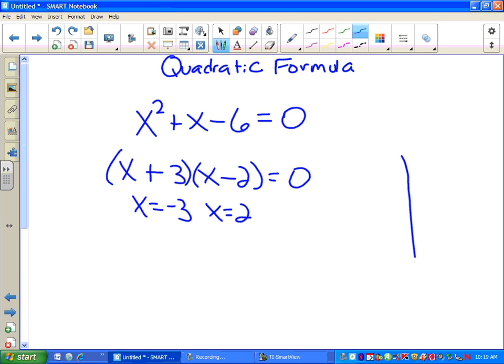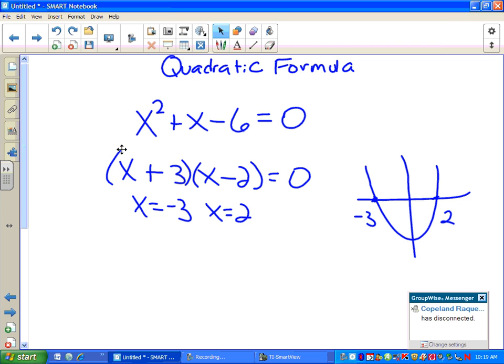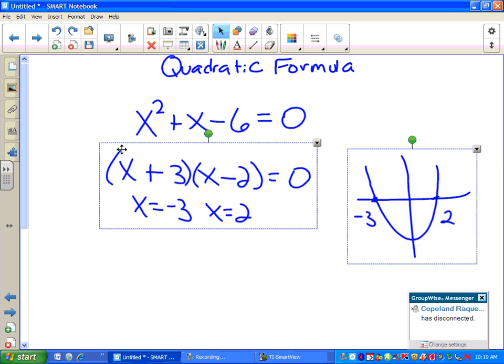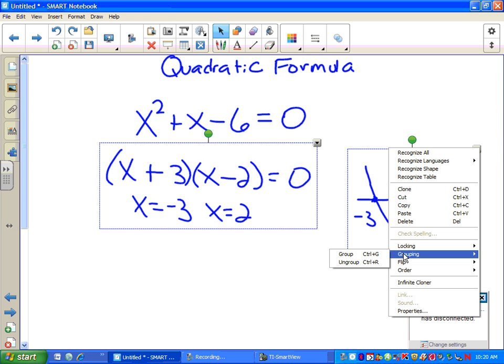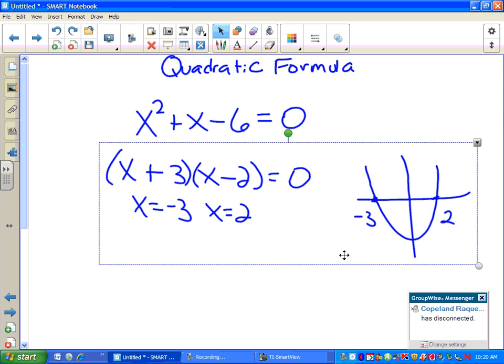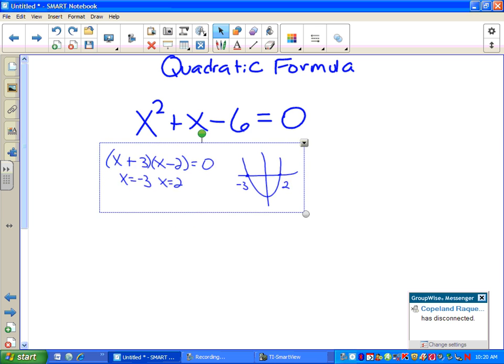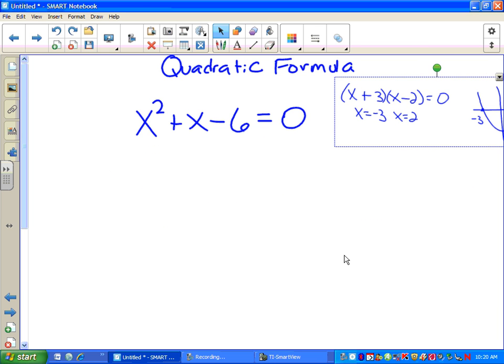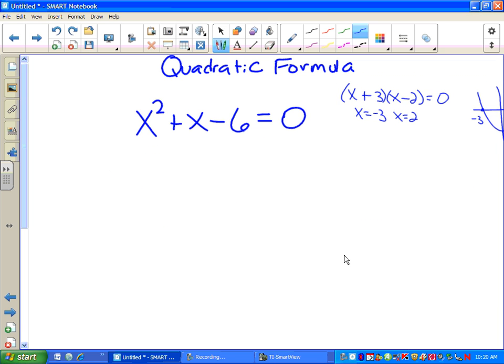And we looked in our calculator and we saw that the parabola crossed at negative 3 and 2, and we had our calculator figure that out for us. Okay, so remember that, and we'll keep that to the side over here. Now, let's do this by the quadratic formula.